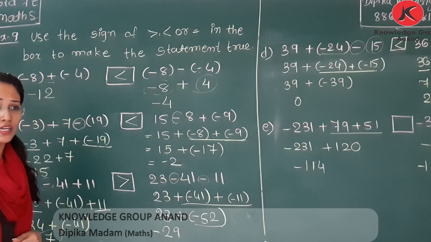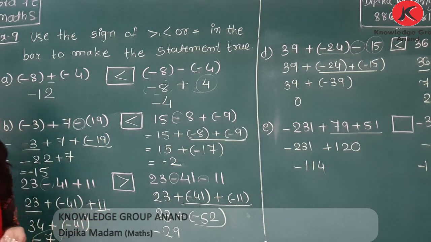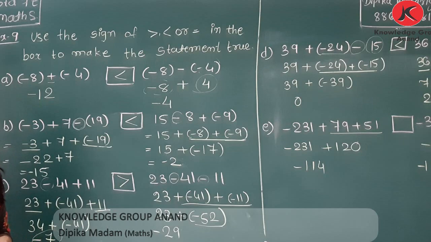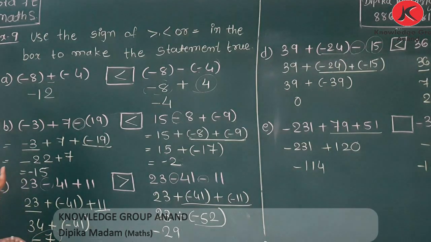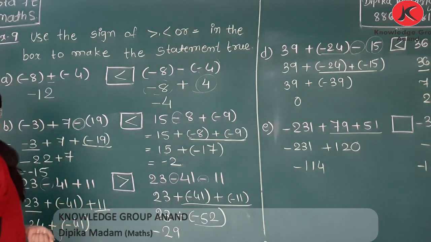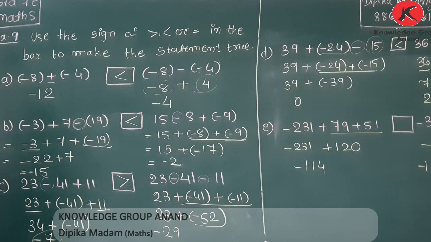If there is addition then you can directly apply the concept: minus minus plus, plus plus plus, minus plus become minus and plus minus become minus. But if there is a subtraction then convert the subtraction into addition by writing the inverse of the next number. It means writing the inverse of next number.